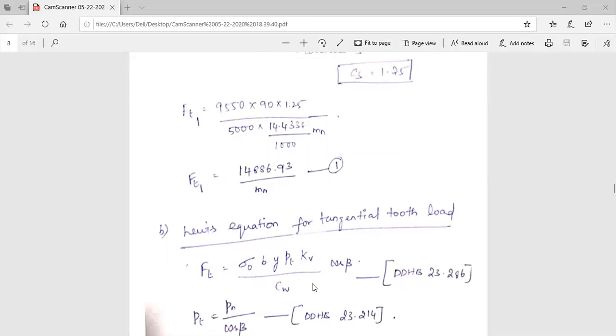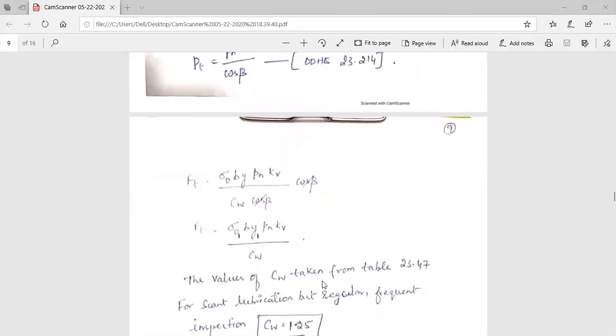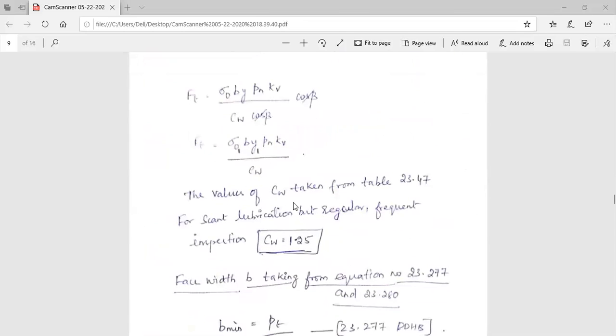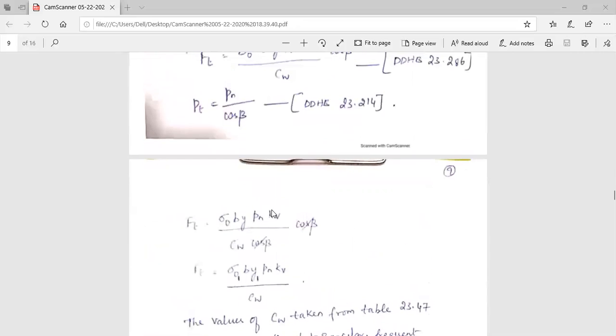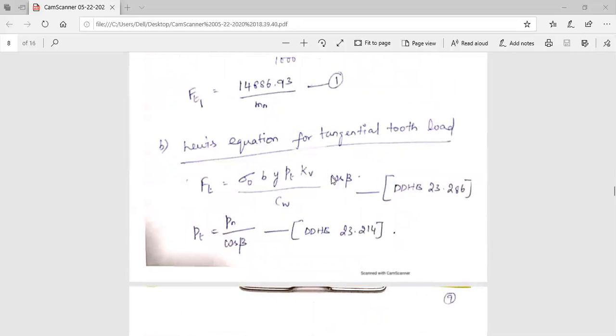What is meant by Cw? Cw is also a factor, related to wear. Cw multiplied by cos beta. The formula is given in the data handbook, 23.286. You first find all the values and substitute them. You get the other transmission load, the tangential load. So equating both, you get the module value.